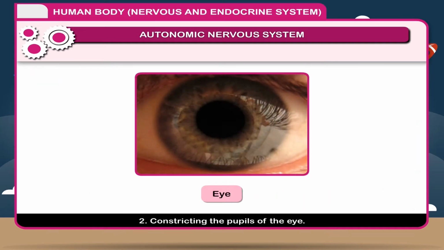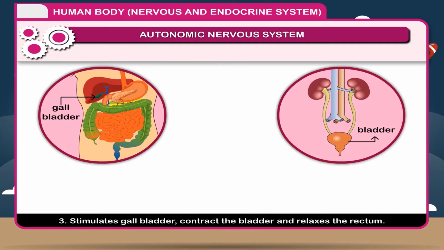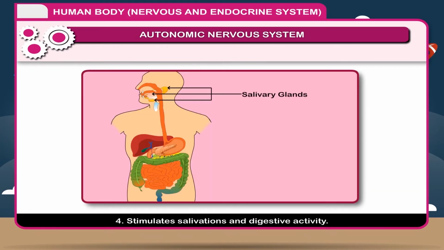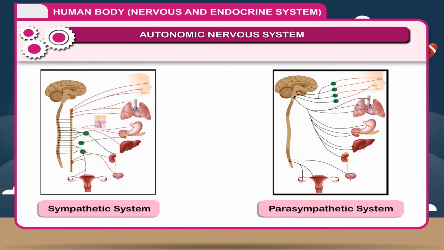2. Constricting the pupils of the eye. 3. Stimulates gallbladder, contracts the bladder and relaxes the rectum. 4. Stimulates salivation and digestive activity. The sympathetic system and parasympathetic system counteract each other. Generally, the parasympathetic nervous system acts to retard or depress functions, while the sympathetic nervous system acts to accelerate them.